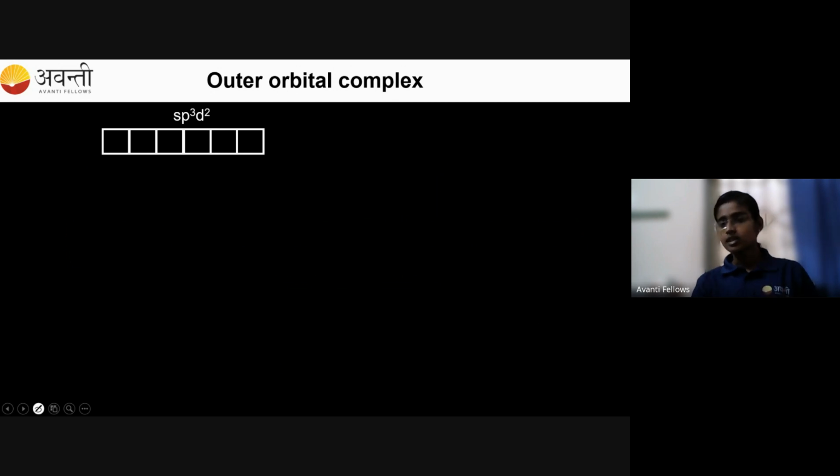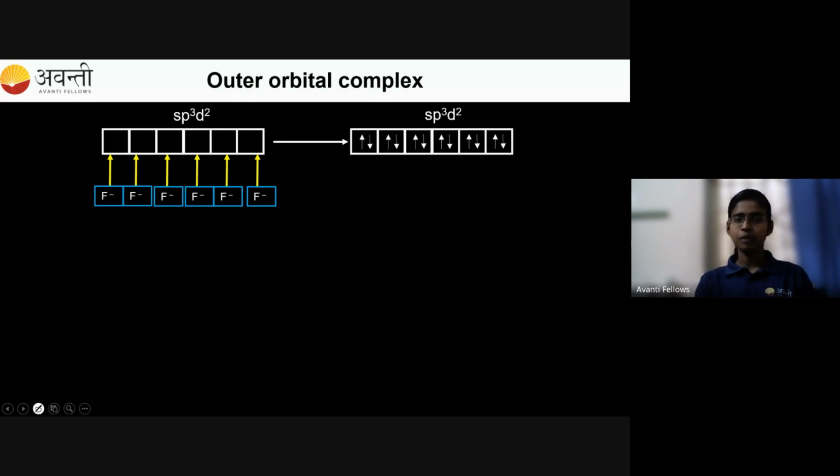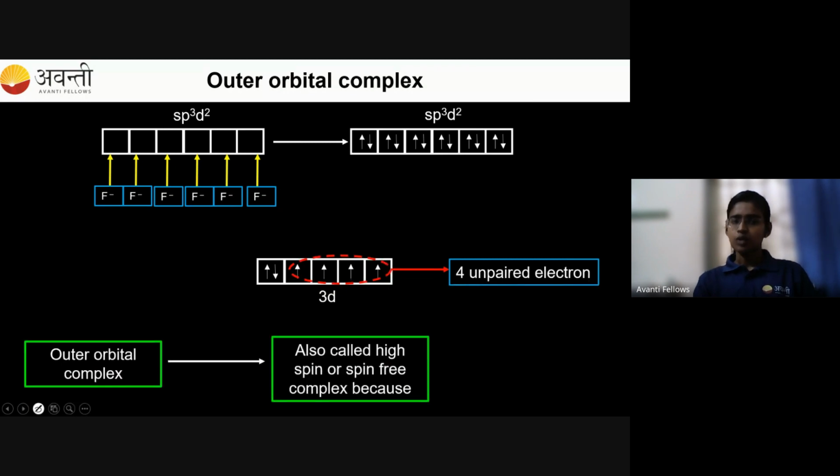Now the ligand. Who is the ligand here? F minus is the ligand, right? So this fluoride ion will come with its electron pair and form the bond with the empty sp3d2 hybridized orbital of the metal. Each one is coming with 2 electrons, and they have formed the bond now. Got it? Now the metal is having 3d orbitals with 4 unpaired electrons. So it is called an outer orbital complex. And since the complex is having unpaired electrons, it is high spin.